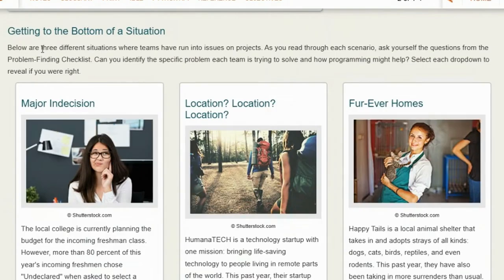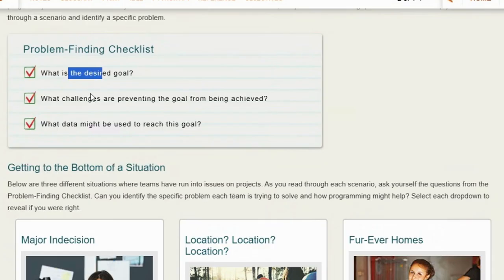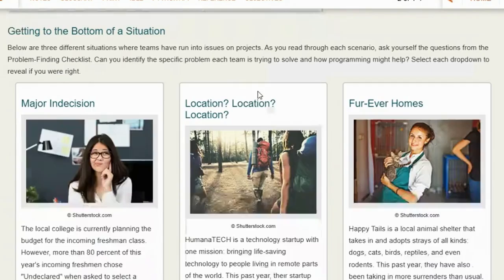So below are 3 different situations where teams have run into issues on projects. As you read through each scenario, ask yourself the questions from the checklist. What are they trying to achieve? What are the challenges and what data might they use to get there? Can you identify the specific problem each team is trying to solve and how programming might help? Select each drop down to reveal if you're right.